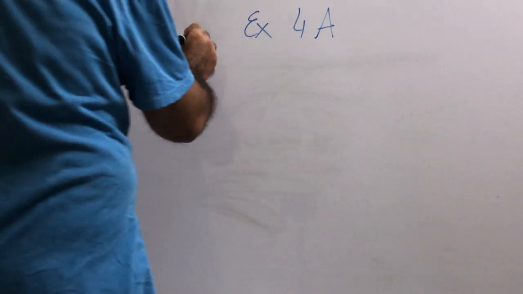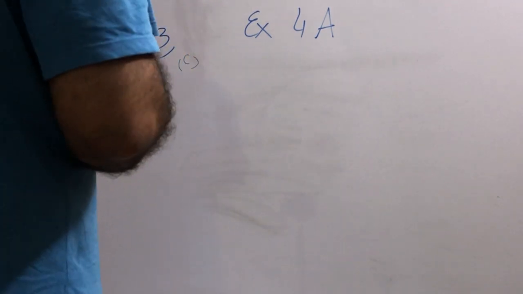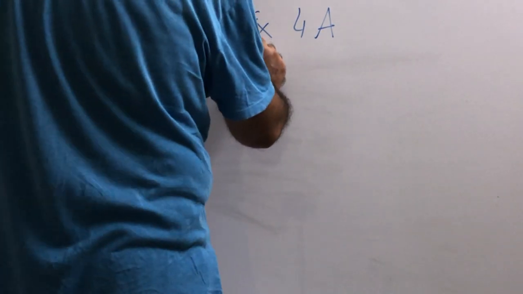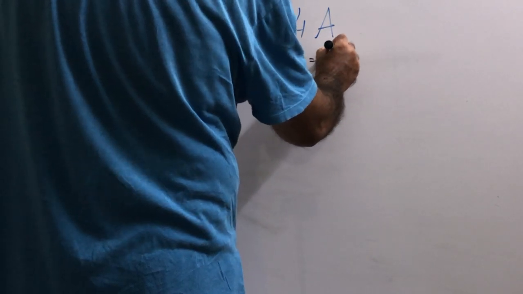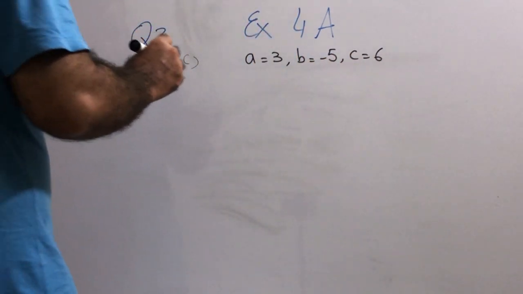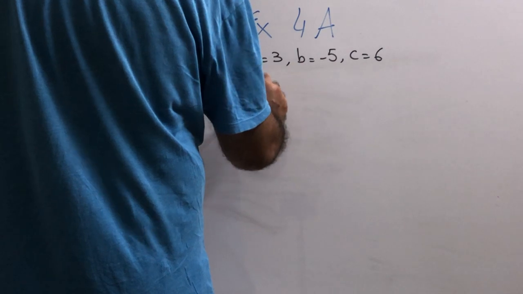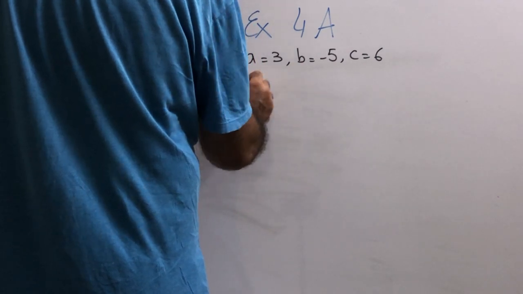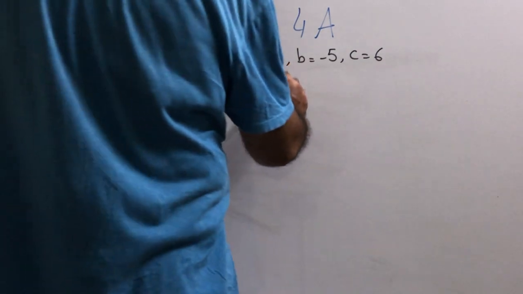Next part is C. So we need to have the same values. A is equal to 3, B is equal to minus 5, C is equal to 6. C part says the expression is B divided by A. B over A is B divided by A minus C over B.